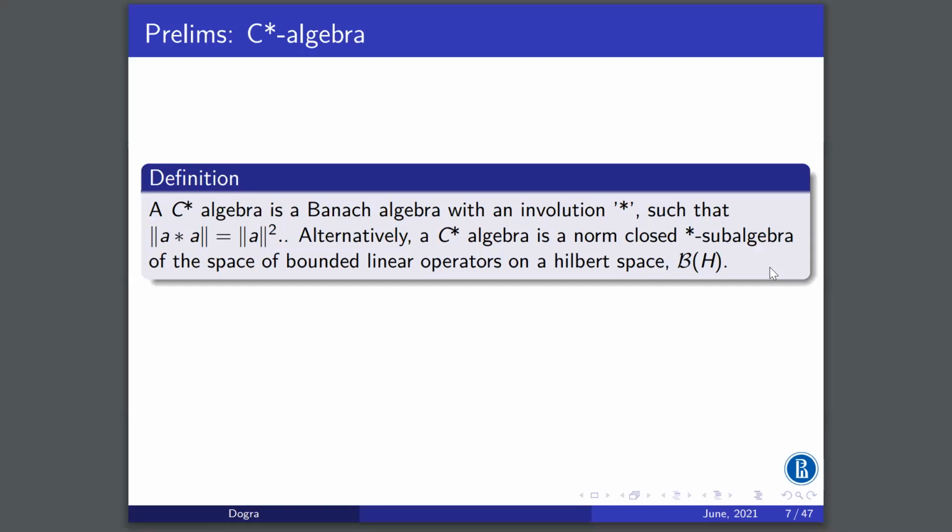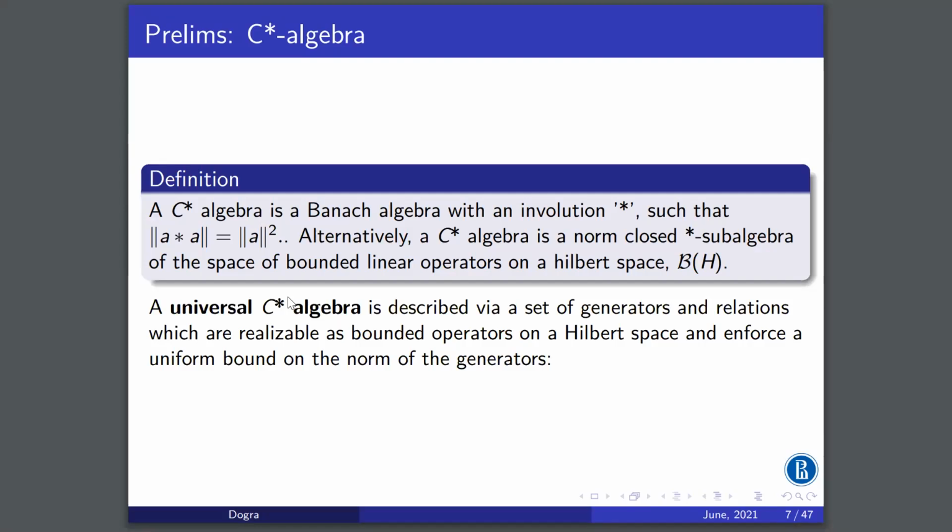Now, starting off with definitions, the first one is of a C-star algebra. Conventionally, it's a Banach algebra with an involution such that it satisfies the C-star identity, which is this one. And there's a very well-known characterization of a C-star algebra also, which is just that it is a norm-closed star subalgebra of the space of bounded linear operators on some Hilbert space H.